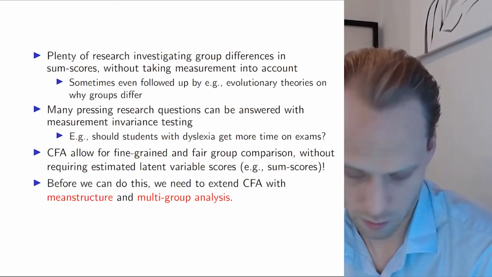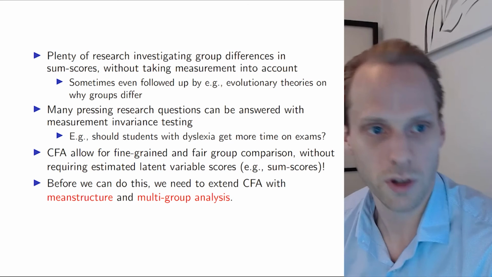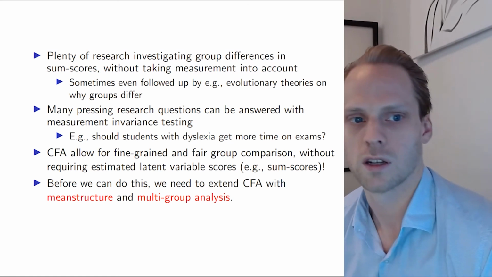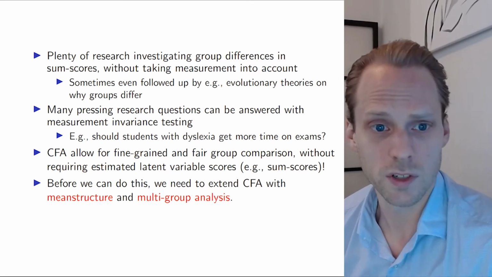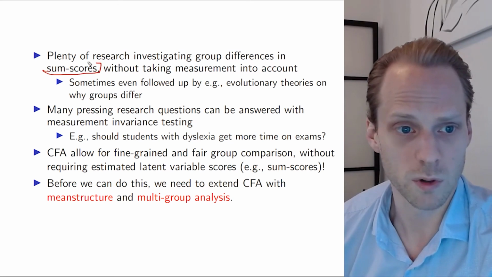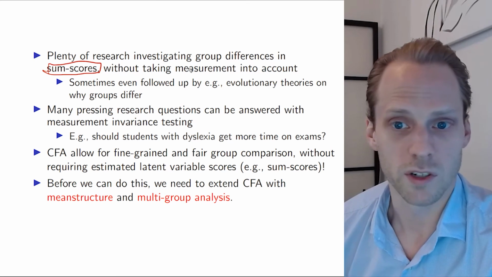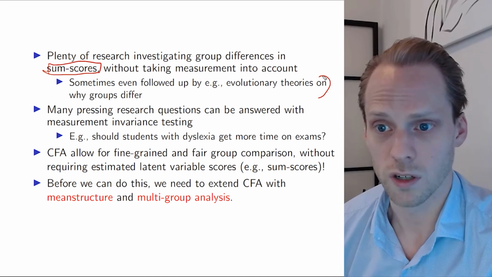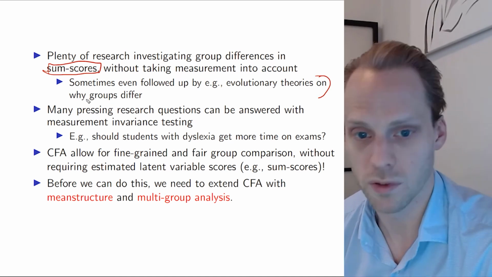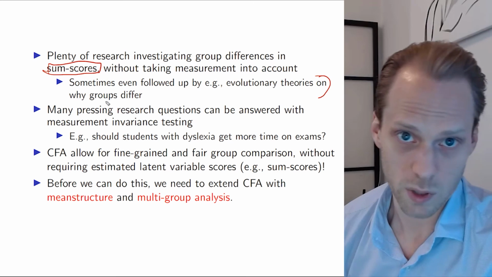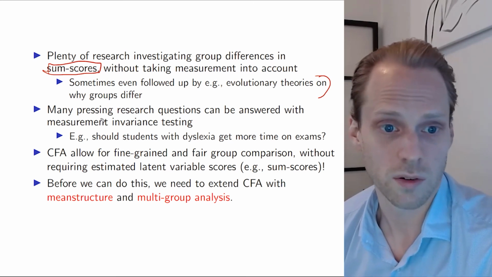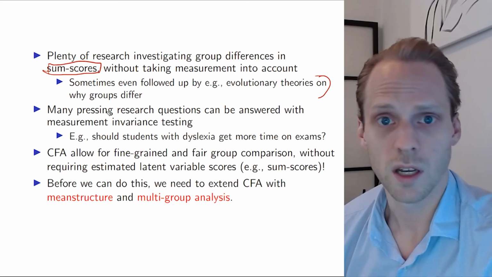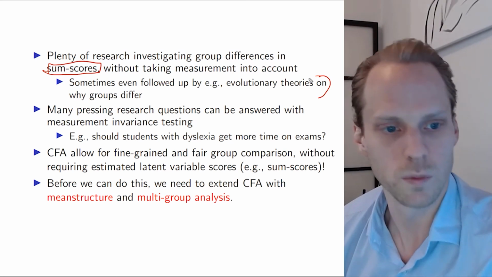Okay, so that's it for the introduction for this week. I wanted to take a bit more time introducing this topic because I think it's important. So many researchers investigate group differences, and they do that, for example, by just taking a sum score without taking measurement invariance into account. And this can sometimes be followed by very strong theories, like evolutionary theories on why groups differ. But it turns out that we actually have a methodology to test if a test is fair or not. And that can be used to answer many important questions. And I think it should be used more, actually.